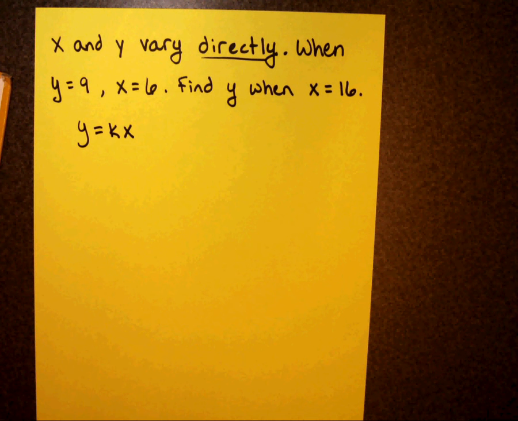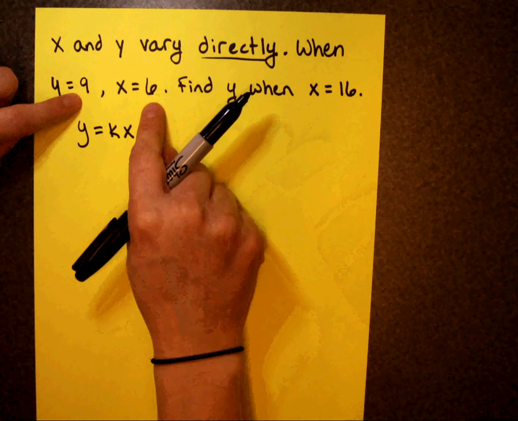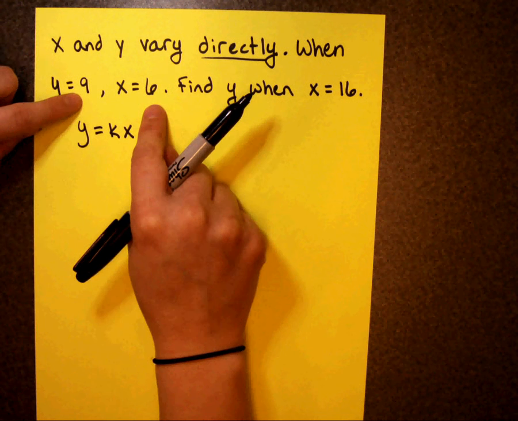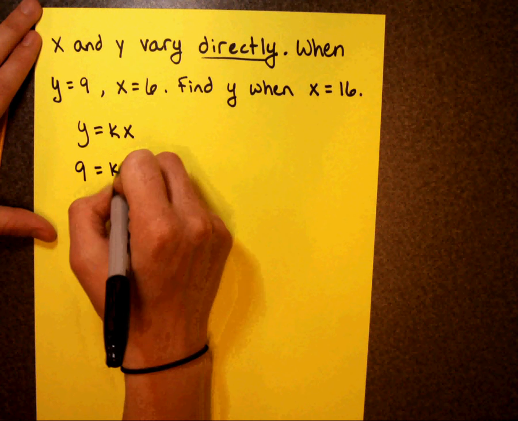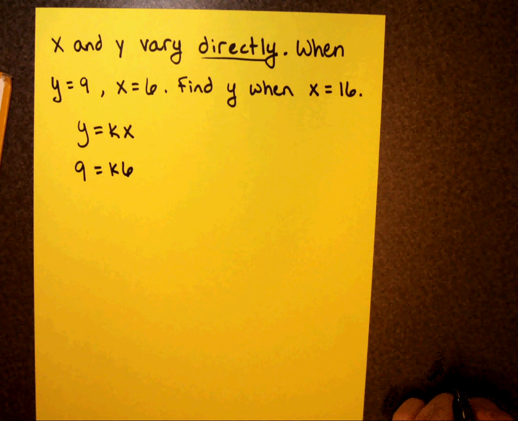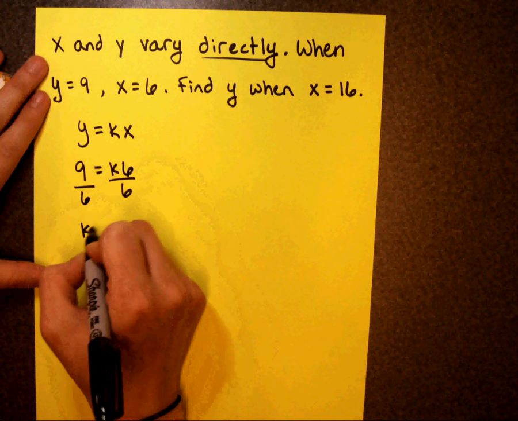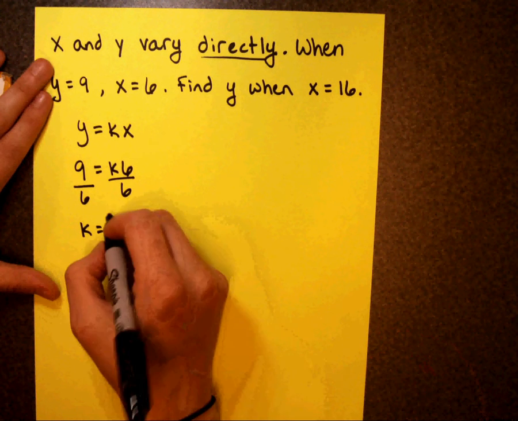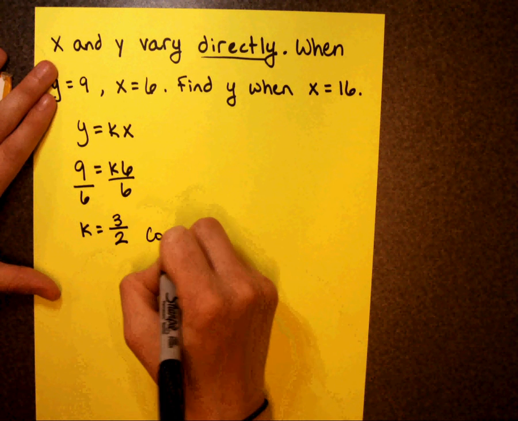So my very first step in this is to find that constant of variation. I want to find what k is. So I'm going to plug in the values that I'm given. I know that y is 9 and x is 6. So 9 equals k times 6. And I want to get k all by itself. I want to solve for that constant of variation. So how do I get k all by itself? Divide by 6. So I get k equals 9 over 6, which is 3 over 2, right, if I reduce it. So this is my constant of variation.